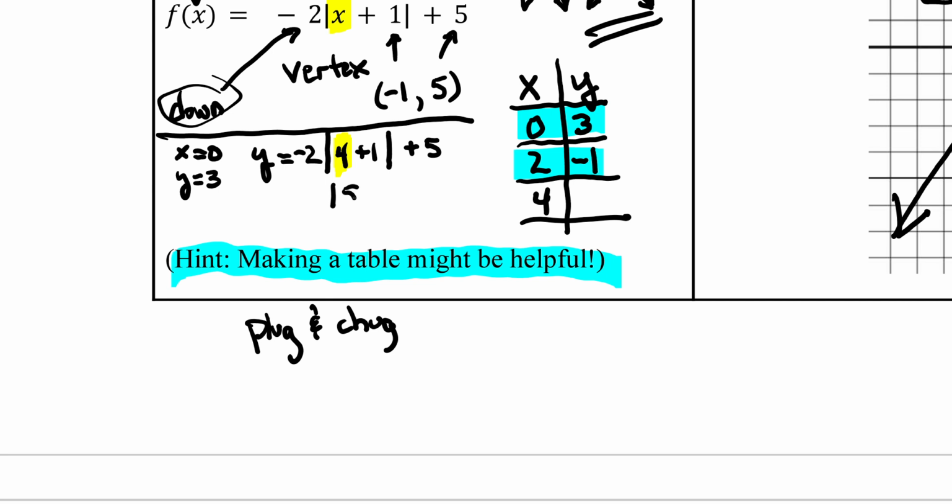4 plus 1 is 5. The absolute value of 5 is 5, times negative 2, plus 5. And negative 2 times 5 would be negative 10, plus 5. Negative 10 plus 5 would be negative 5. So there we go. Y equals negative 10 plus 5, which is equal to negative 5. My point is 4 comma negative 5.